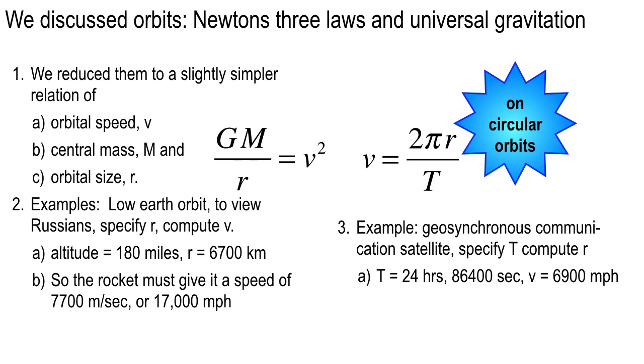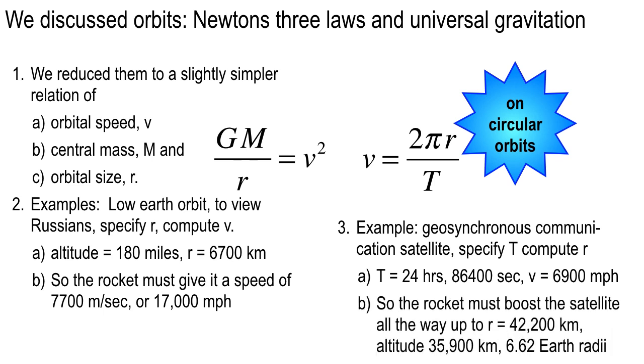And then you put 2 pi r up here, and you substitute it in here, and you figure out, v's got to be 6,900. And so the rocket has to boost the satellite. So you figure out what the orbital radii are, about 42,200 kilometers. Altitude 35,900. So that's about 6.62 Earth radii away. All right, so we talked about that.